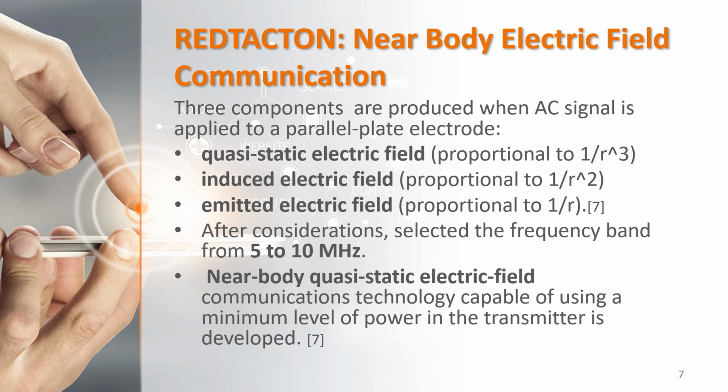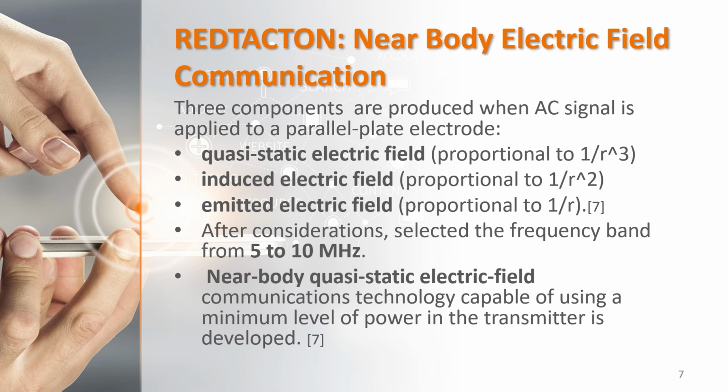Now, the key aspect of this technology is the behavior of the AC electric field, which can be summarized in terms of three components produced around the body when an AC signal is applied to a parallel plate electrode attached to the body. These components, which are all related to the distance r from the body, are quasi-static electric field, which is proportional to 1 by r raised to 3. Then there is induced electric field, which is proportional to 1 by r raised to 2. And then there is emitted electric field, which is proportional to 1 by r.